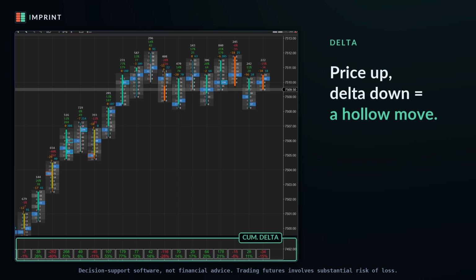Track the running total with cumulative delta, the line along the bottom. When price makes a new high, but cumulative delta doesn't follow, that high was hollow. You didn't need a guru to call it. The order flow said it out loud.